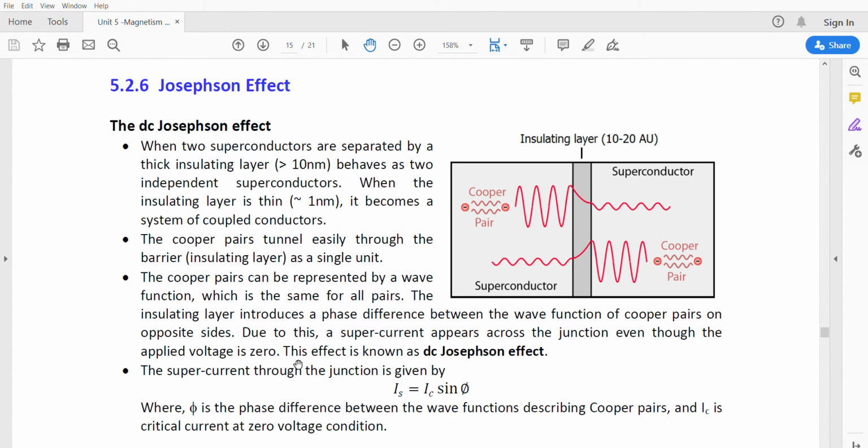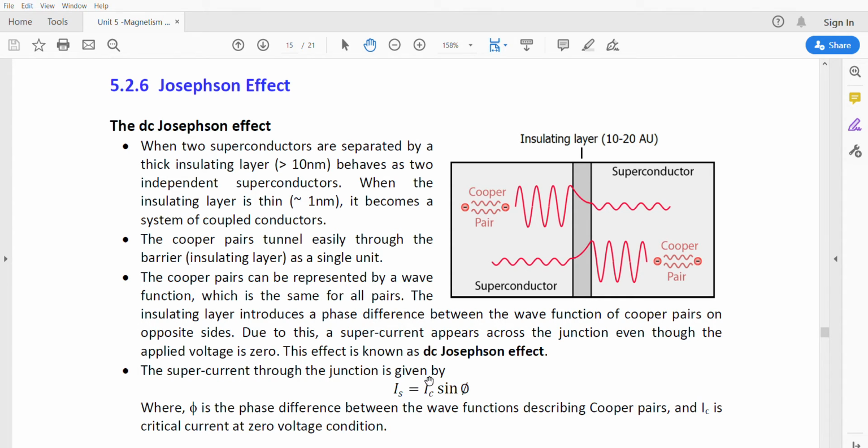If we are not supplying any external source, that is, even though the applied voltage is zero, the Cooper pairs easily tunnel through this insulating material and travel to the second superconductor. A high current flow is possible in this type of arrangement. That is said to be the DC Josephson effect. That supercurrent can be measured using this equation: Is = Ic sin phi.